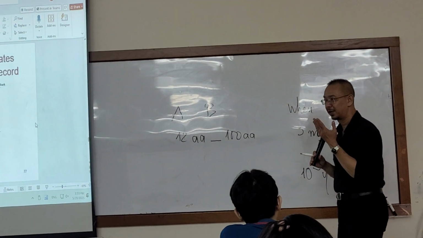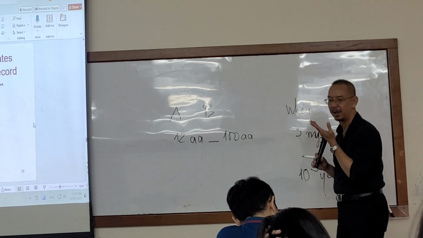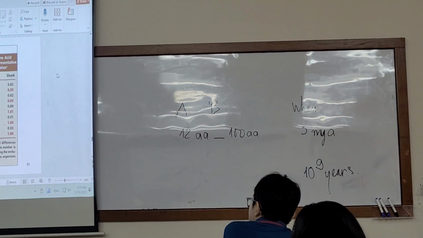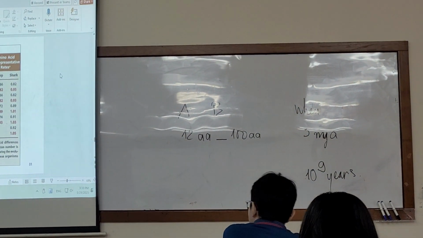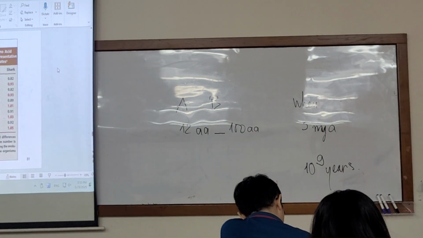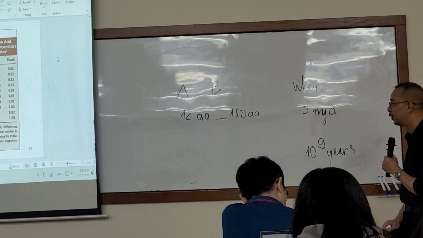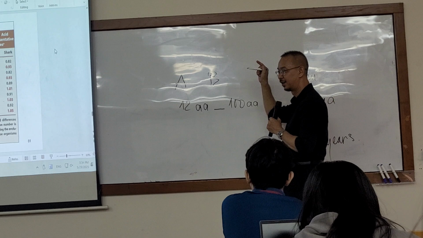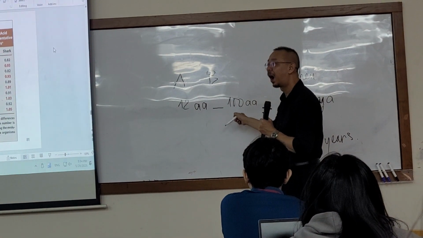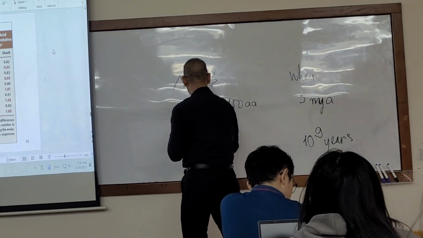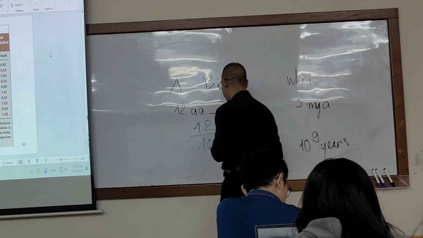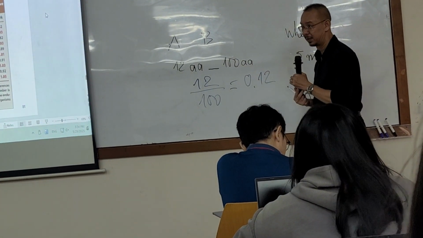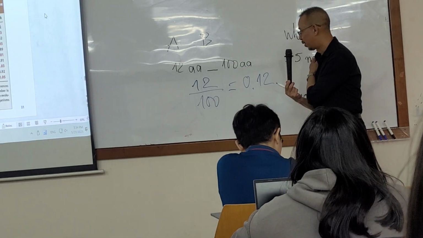The first thing you have to calculate is the average number of amino acid differences. How to do it? Take the number of amino acid differences and divide by 100, the protein sequence length. 12 divided by 100 equals 0.12. That's the average number of amino acid differences.